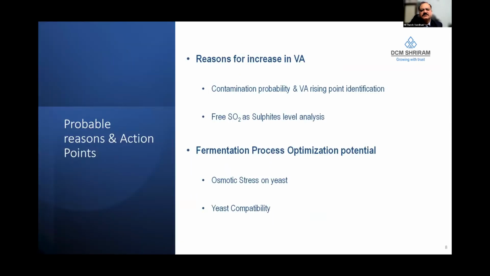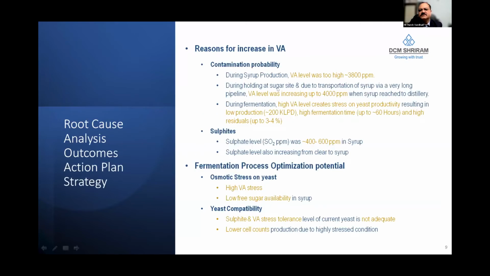So we investigated why this is happening, why there is an increase in the VA. As usual, in the sugar plant a lot of contamination happens, as explained earlier, at the mill level, at the filtered juice, in the clear juice, because all are perishable products. So we have to take care of that. Also on the distillery side, there was stress on the yeast. The multiplication of yeast was not taking place as it was happening with B heavy and C heavy molasses. The VA level was increasing up to 3,800 at times.